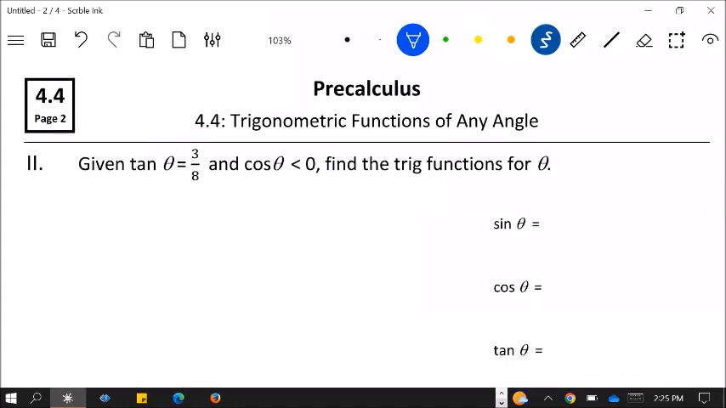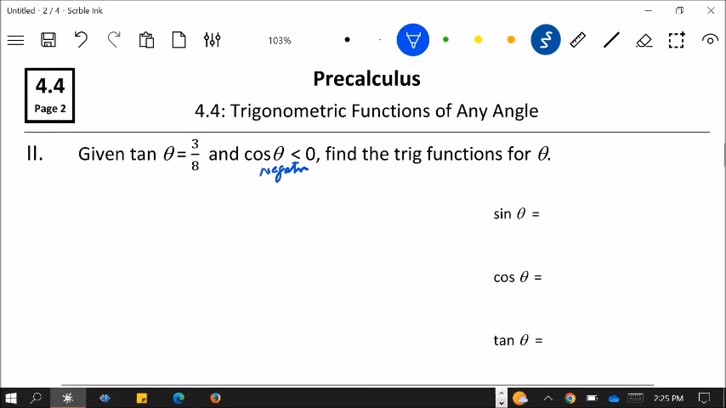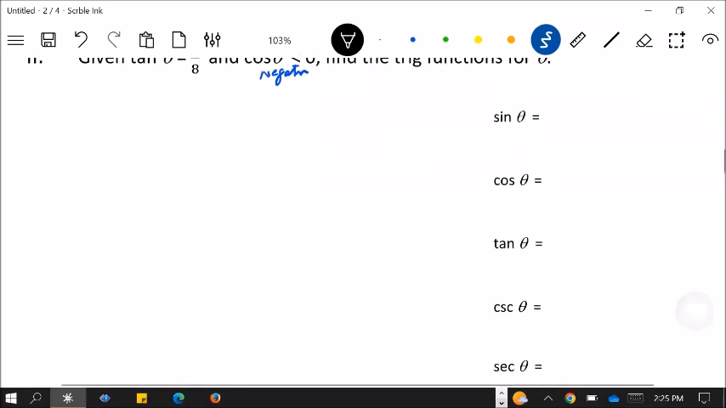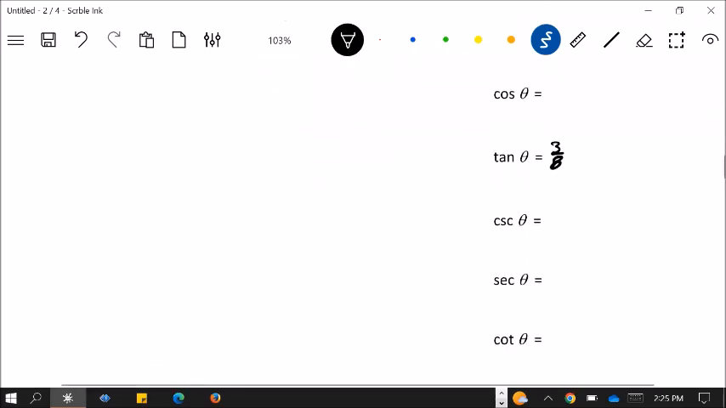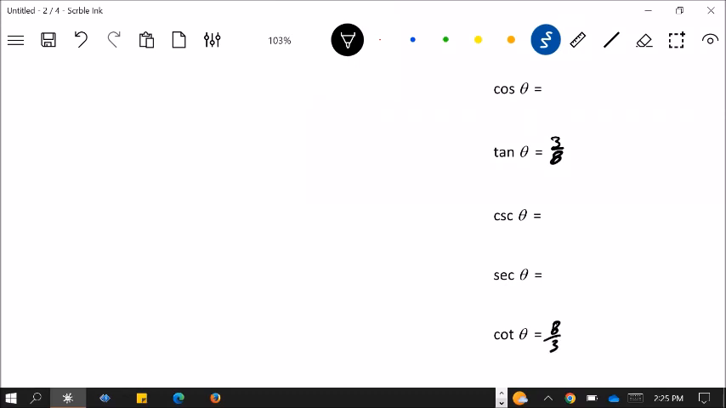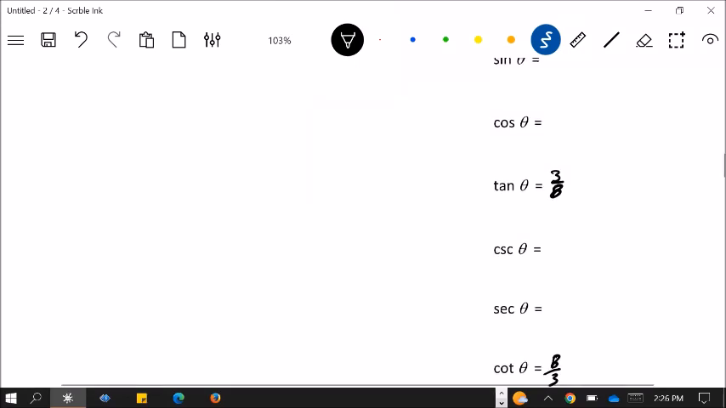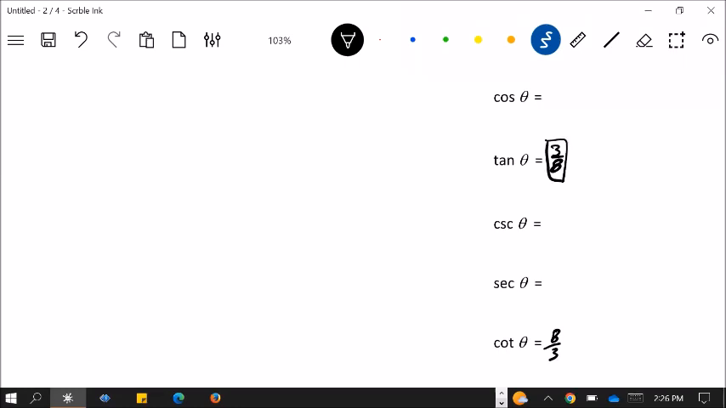The tangent for an angle is 3 over 8, and the cosine of the angle is less than 0, meaning it's negative. Find the 6 trig functions. Well, we already know the tangent, so let's write that in. If we know the tangent, we know the cotangent. We could do 1 2/3, but might as well leave it as 8/3 there. So those become much easier to work with because it's given.